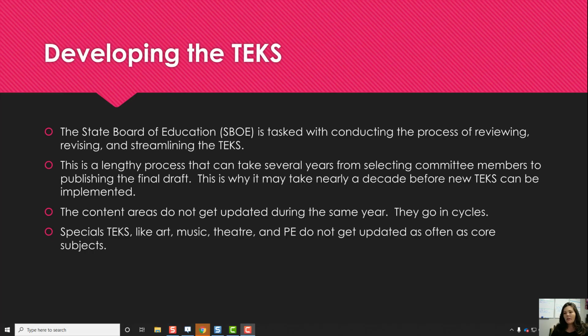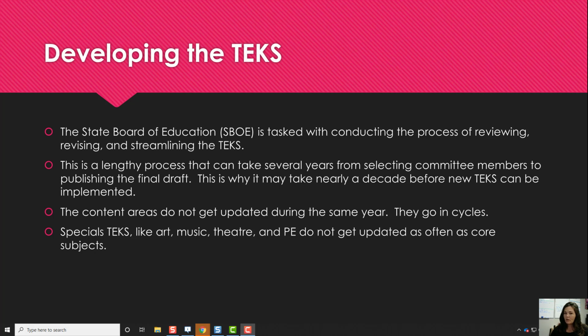As an educator, it's important to understand where your standards come from because in the United States, that differs from state to state. A lot of states have adopted the Common Core state standards. Texas obviously is not one of those states. We use our own state standards, which are called the TEKS, and that stands for Texas Essential Knowledge and Skills.